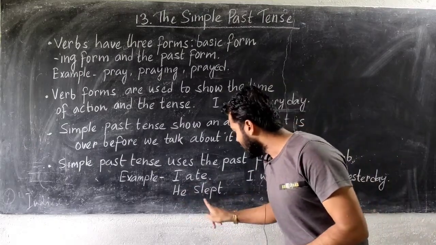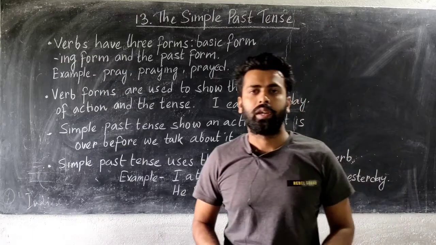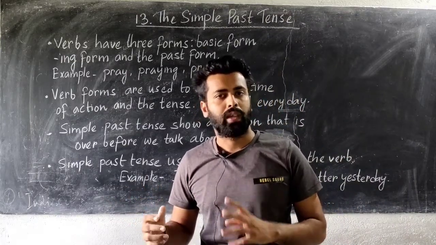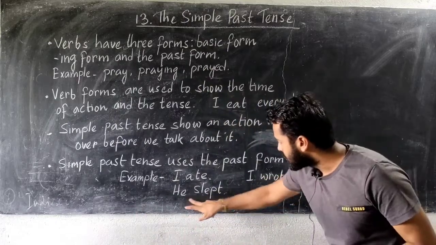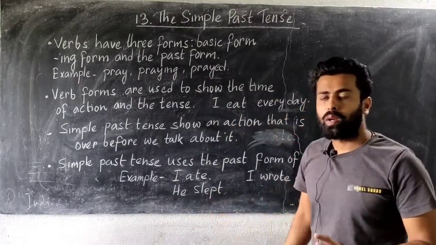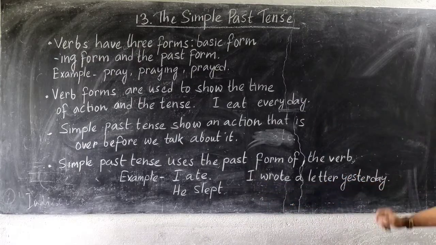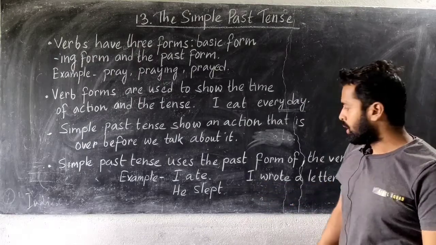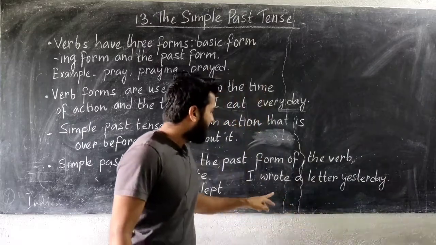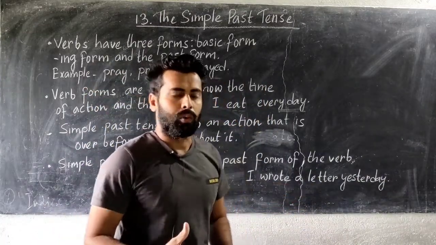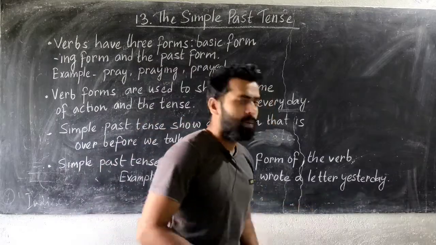Next you see, he slept. When you say he slept, it means he already slept before we are talking about the action. Okay, so he slept is also a simple past tense. Next you see, I wrote a letter yesterday. So here also, students, you can see that I wrote a letter yesterday, the action was done yesterday. Okay, that's why this is simple past tense.